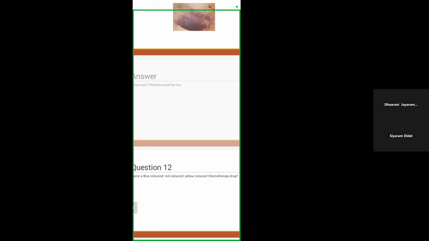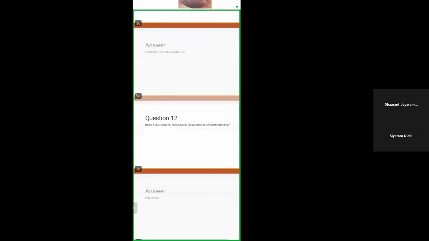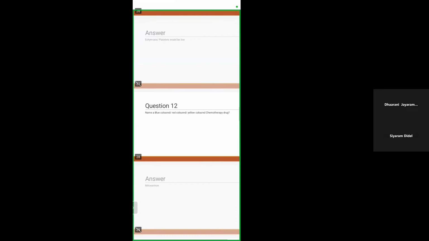I told you the color coding is for the safety measure. Blue colored medicine is something called mitoxantrone. Mitoxantrone, or sometimes methylene blue also we use. But methylene blue is used in hematological conditions. Mitoxantrone is the chemotherapy which is blue colored.